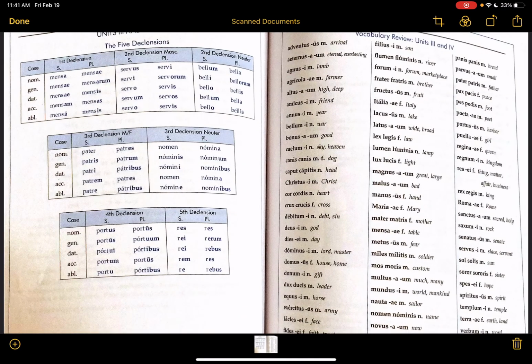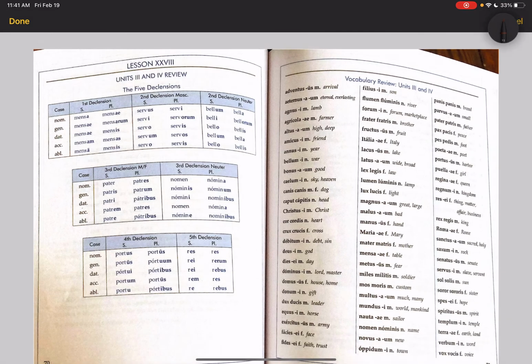Okay, if you are in Latin 1B, you are doing Unit 3 and 4 review this week. And then after that, we're going to be studying the passive verbs.